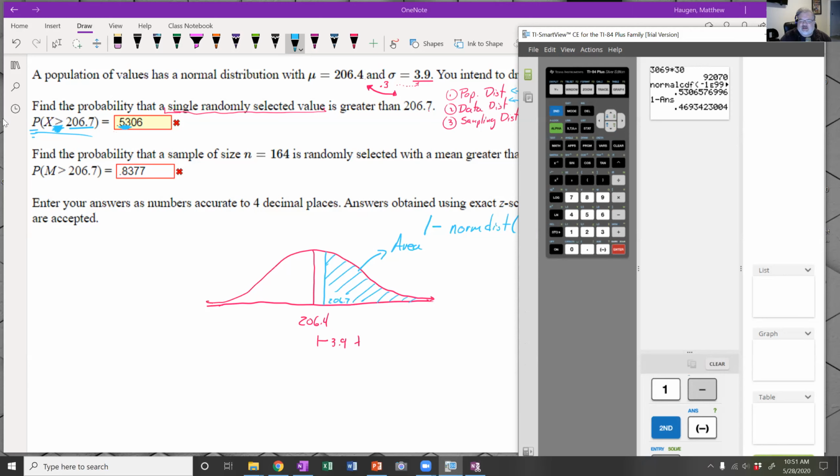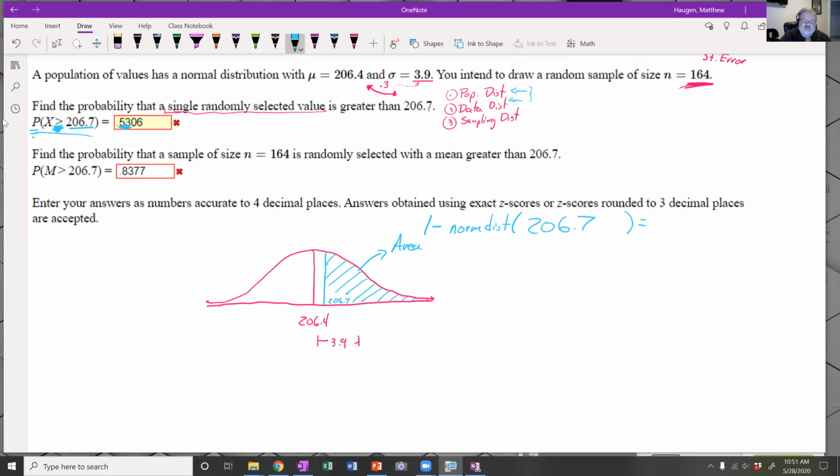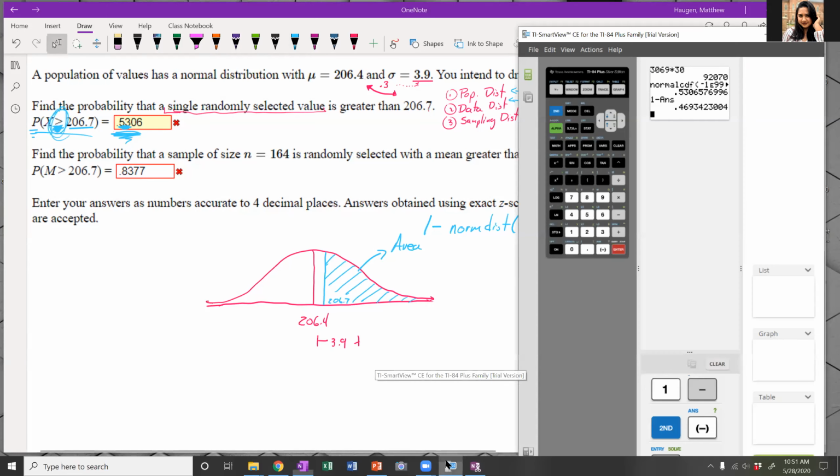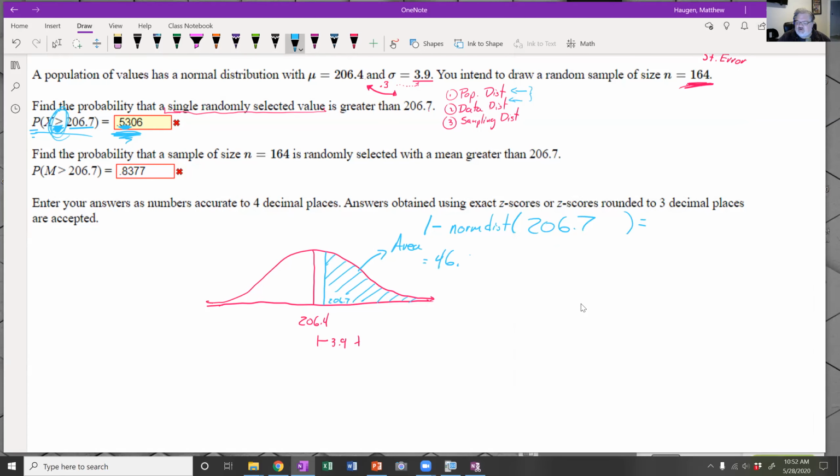So it certainly looks like this 0.5306 that you were getting, that's the other portion that you were doing, the less than, which is very natural. You have to notice this greater than or less than symbol to know it's the other way. Does that make sense? Tessa, does that make sense? Yeah. Okay. So the 46.9, I'm just going to say 47. Well, they wanted it rounded how much? 4 decimal places. So 0.4693.